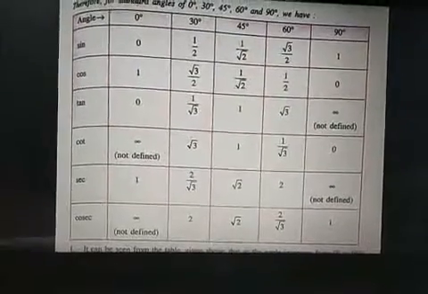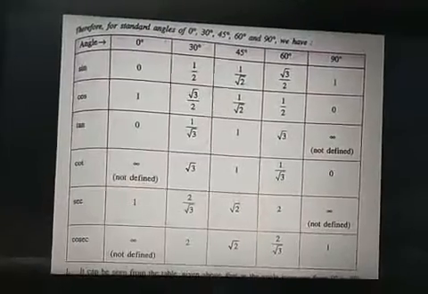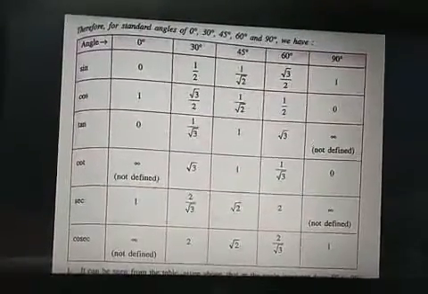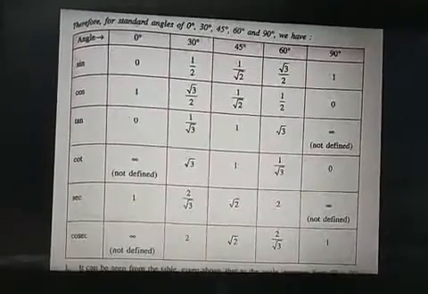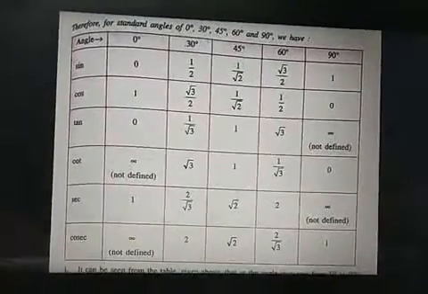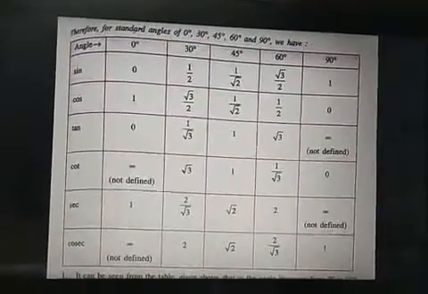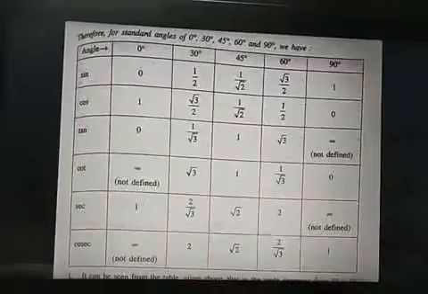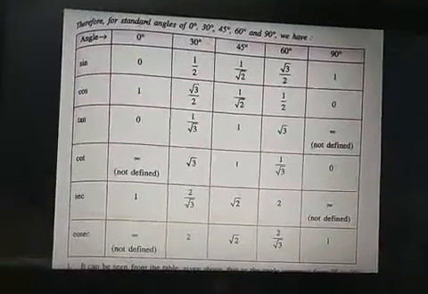Okay, similarly you go with the values for cot 0. Now cot 0 is the opposite of tan 0. So cot 0 will be 1 by tan 0, that is 1 by 0. 1 by 0 is infinity. Okay, and cot 30 degree is root 3, cot 45 is 1.